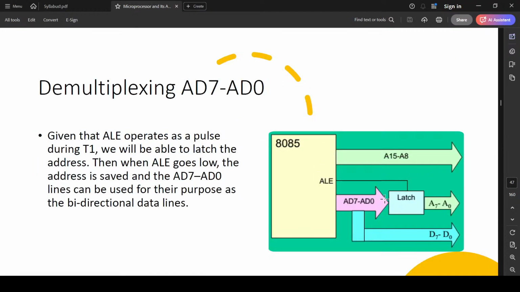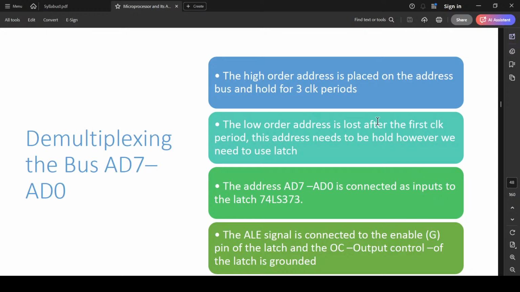The higher order address, A8 to A15, is placed on the address bus and held for 3 clock periods. The low order address is lost after the first clock period, so this address needs to be held. However, we need to use a latch. The address AD7 to AD0 is connected, where 7 is the MSB and 0 is the LSB. The low order address is connected as inputs to the latch 74LS373. This is the latch.